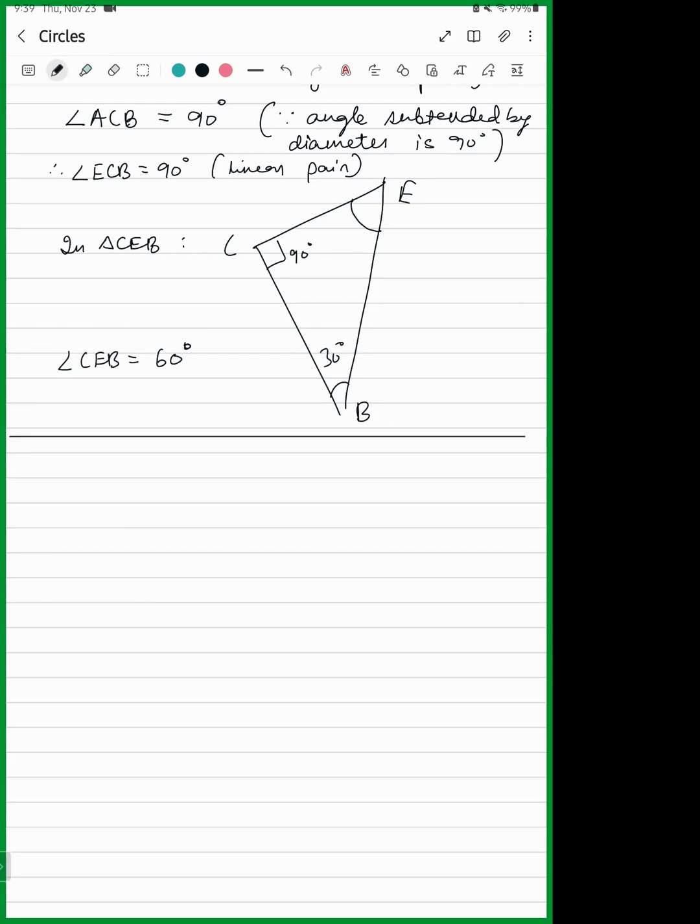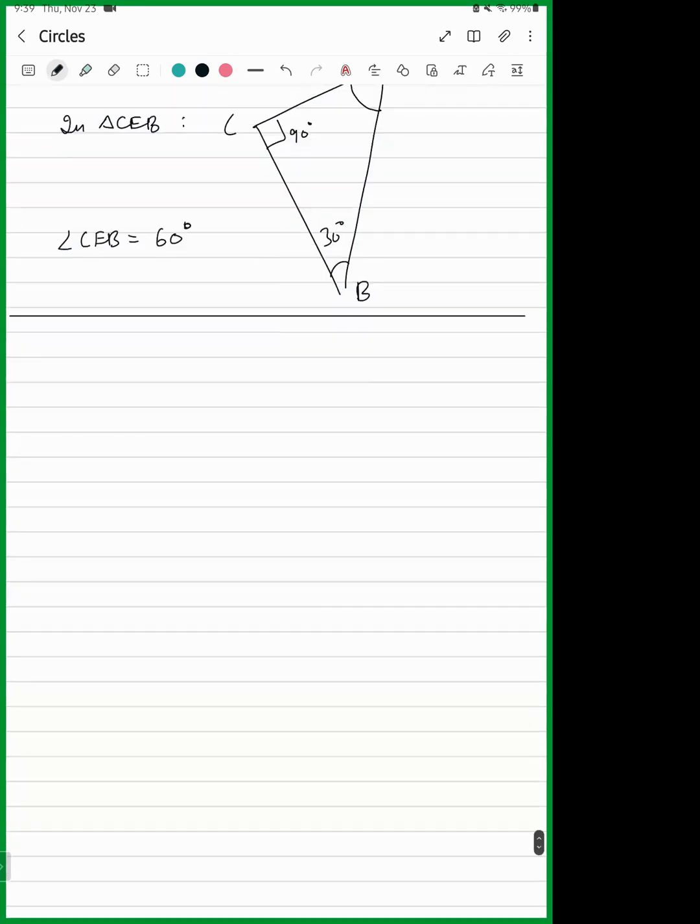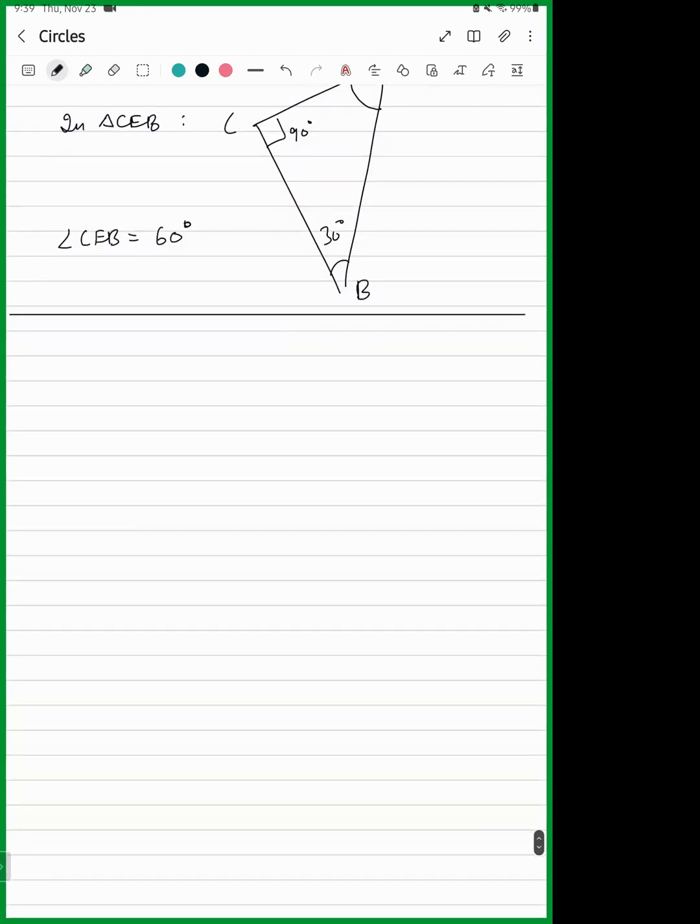Ma'am, and for quadrilaterals, only the questions which are done in the notebook from school will be taken. Okay. Plus the example questions. Okay, fine.